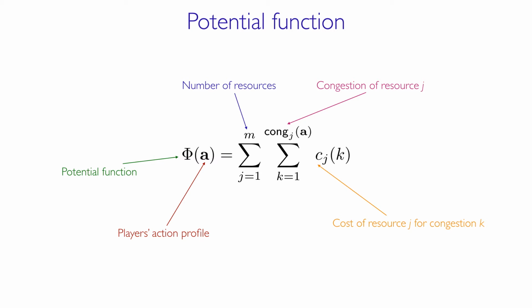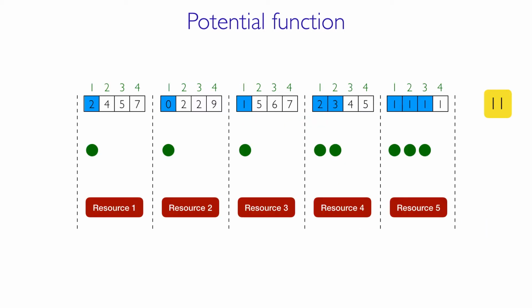The term that we must sum is the cost of resource j at congestion k. In other words, the potential function is given by the sum for every resource of the cost of that resource for all the values of the congestion from 1 to the actual congestion.